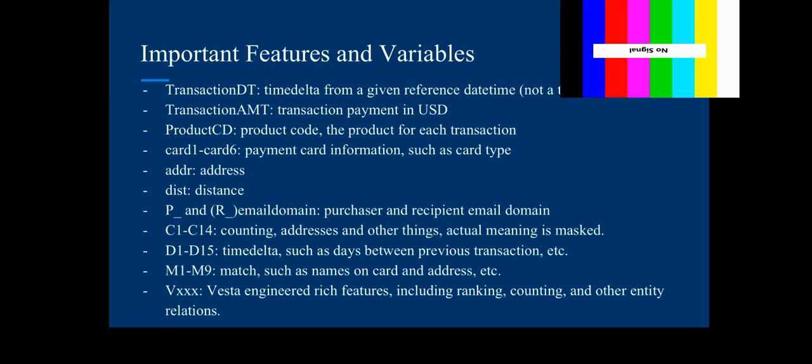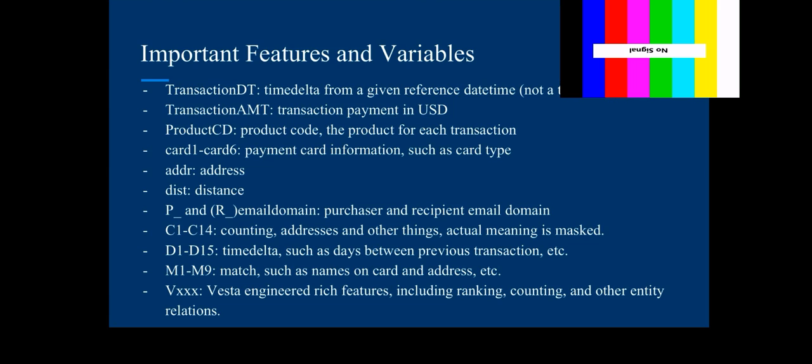Here are some features. Transaction DT is the time delta, and then we got the transaction amount. Card 1 to 6 is the payment information, whether it is a credit card or debit card, and the information of the company, such as Master, Visa, or something like that. The address is the billing address, and the distance is the distance between the billing address and the mailing address. Then we got the email domain, which is just the email domain. For C, we don't know the real meaning. D to D15 is the same, that's the time.